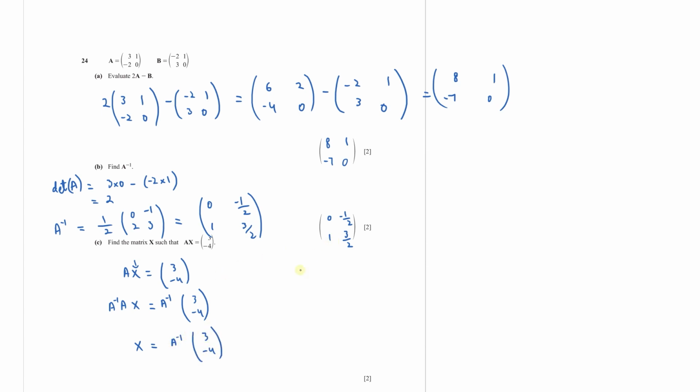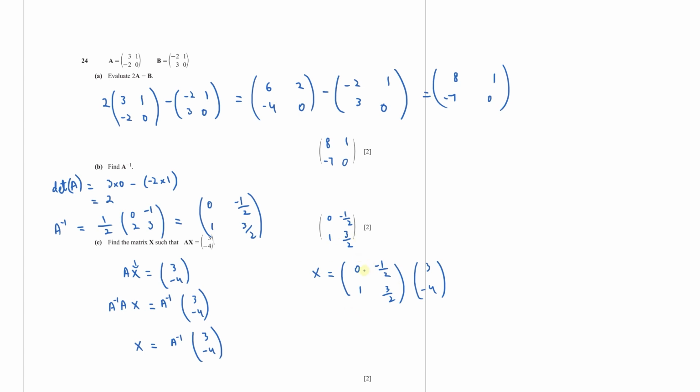So you already know A inverse from the previous part. So let me continue here. A inverse is 0, minus 1 by 2, 1, and 3 by 2. And then X is, oh sorry, this matrix here is 3, minus 4. So I'll multiply these two matrices to get the matrix X.